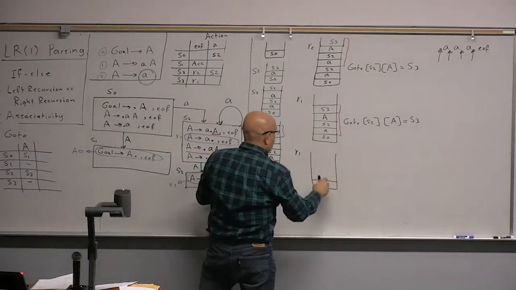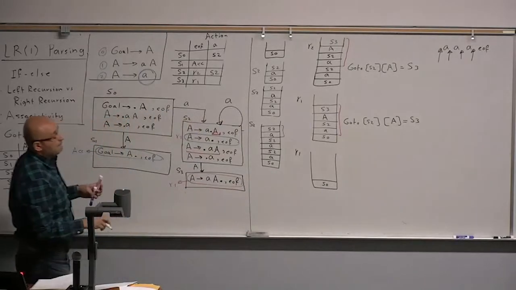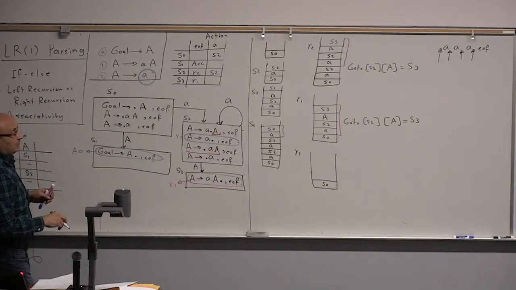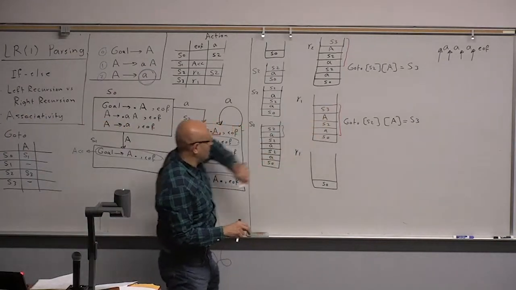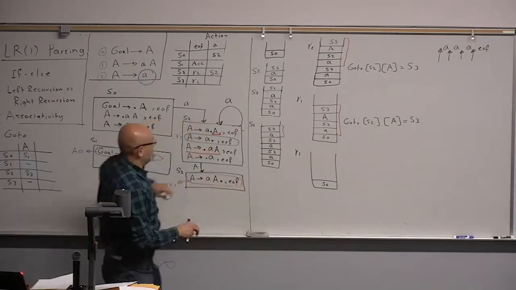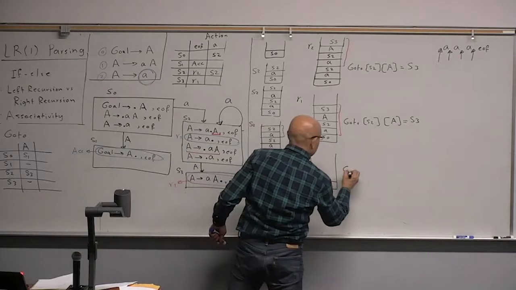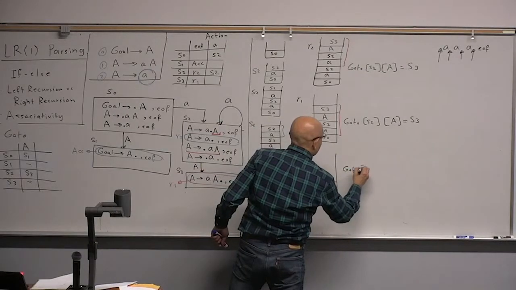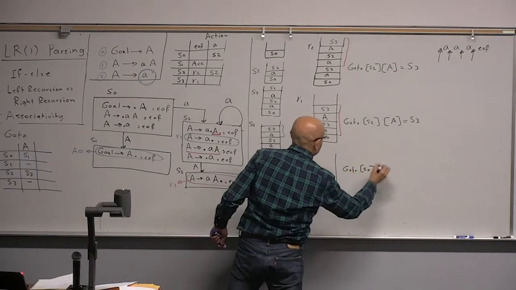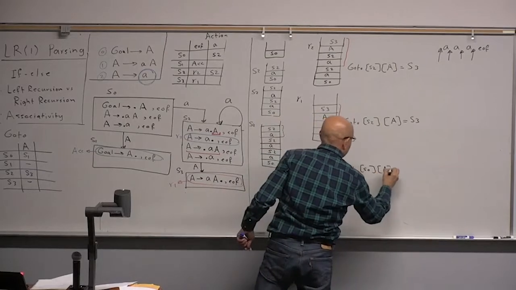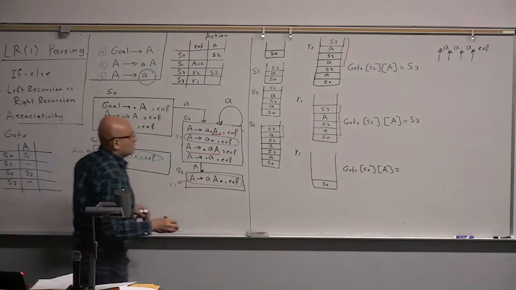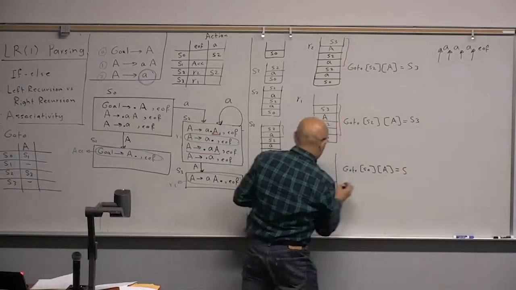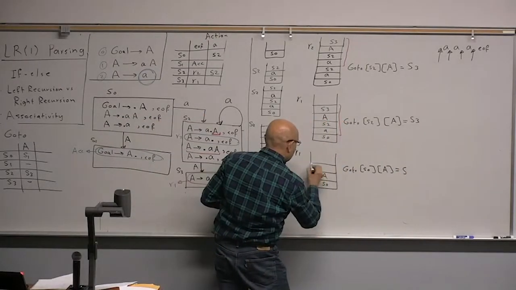So again, our base state now is S0. After you pop off these 4, your base state is 0. So now we need to go to goto of S0 and A, because we will get an A. And goto of S0 and A is S1. So we put an A and we go to S1.